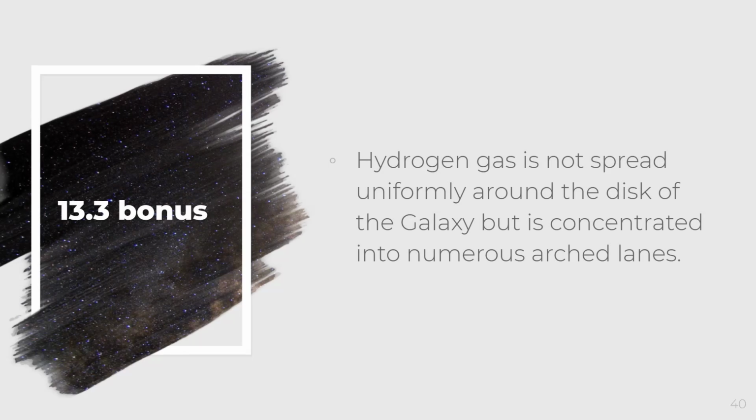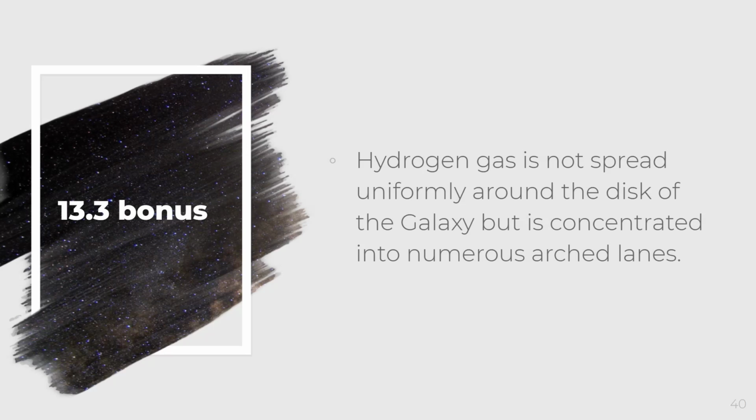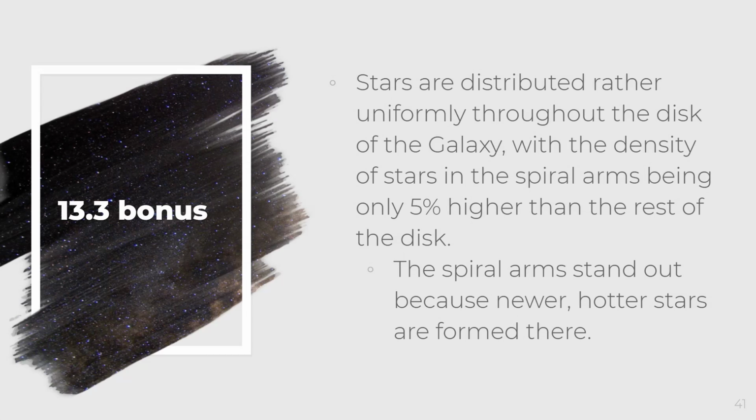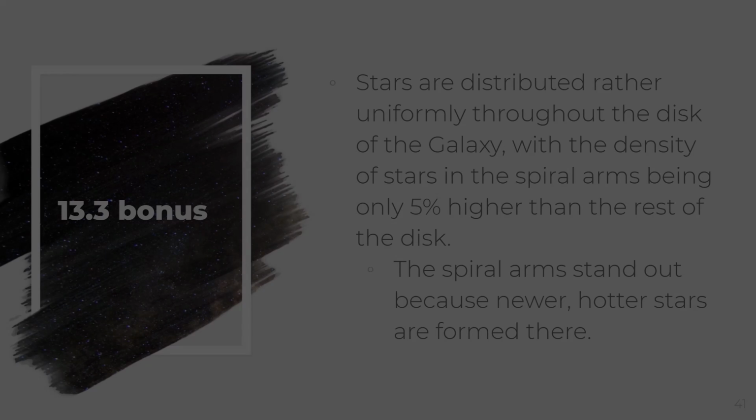Okay? So this is a little interesting. The gas is not spread out evenly, but stars are pretty much spread out evenly. The only reason why it doesn't look like that is because all of the new stars are with all of the hydrogen. Okay? Hydrogen is unevenly spread. Stars are pretty much evenly spread. But the brighter ones are with the hydrogen gas. Because that's where all the new stuff is happening. That's where all the new stars are forming.